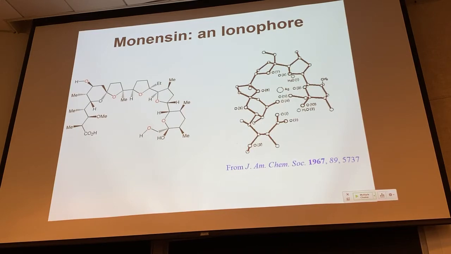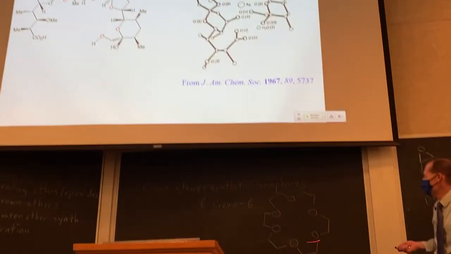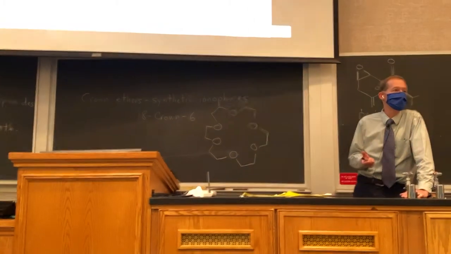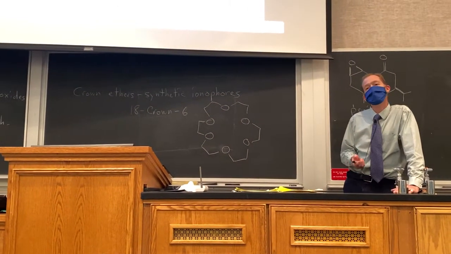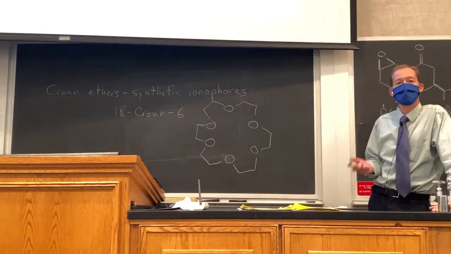There are synthetic ionophores, and the structures are much simpler than monensin and the other ionophores from nature. Those synthetic ionophores are known as crown ethers. The most common crown ether is the one I've drawn here on the board, and it's called 18-crown-6.